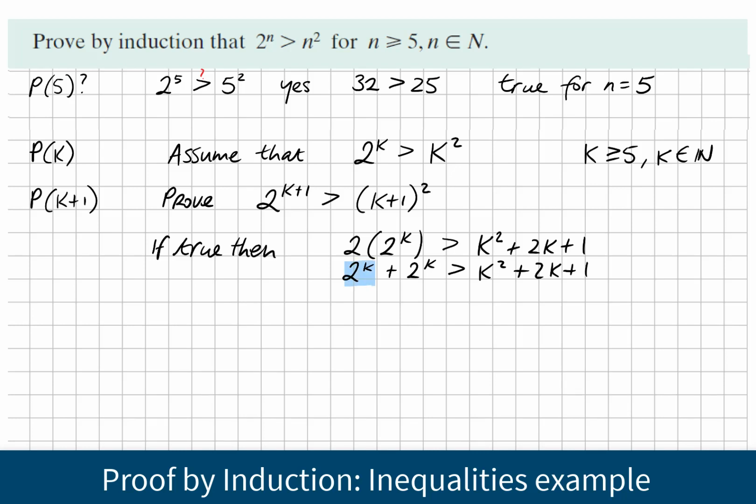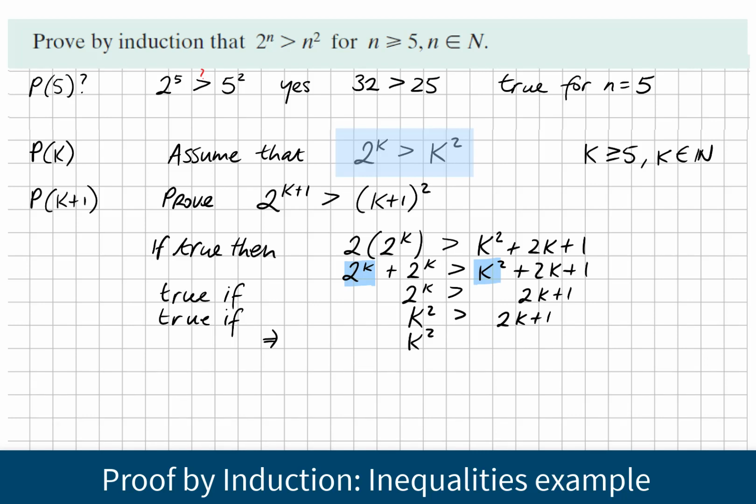In the next step, we're going to use the assumption. We know that 2 to the power of k is greater than k squared. So this whole expression would be true if the other part on the left hand side was bigger than the right hand side, if 2 to the power of k was greater than 2k plus 1. But we know 2 to the power of k is greater than k squared. So if k squared was bigger than 2k plus 1, well then that would have to be true as well.